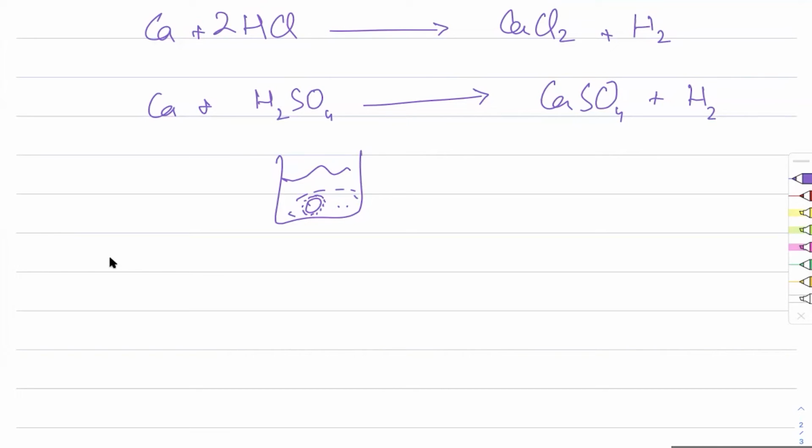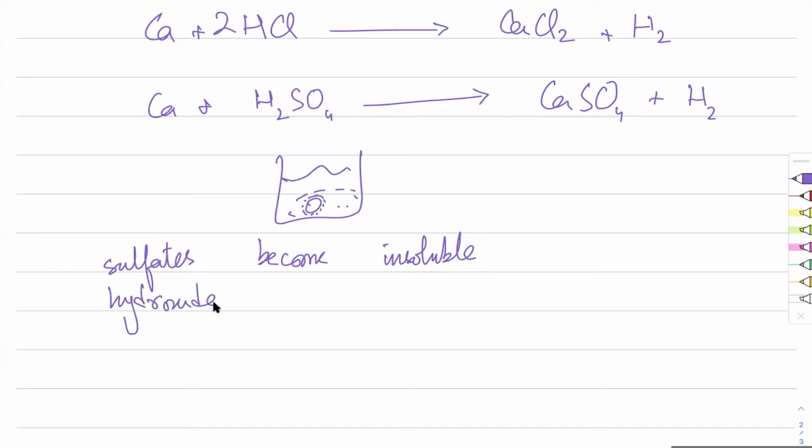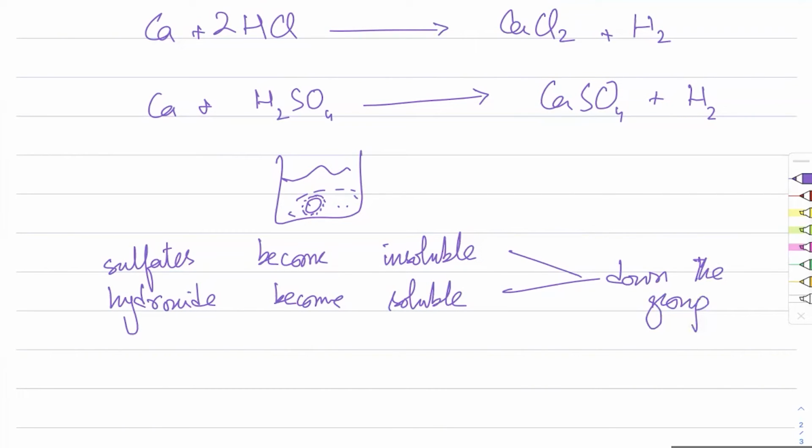And that's our first trend here, that sulfates become insoluble, but hydroxides become soluble down the group. So magnesium sulfate will be soluble, magnesium hydroxide is insoluble. Barium sulfate is insoluble, barium hydroxide is completely soluble. So they go opposite to each other. Again, what will you observe? You will observe that the metal starts to dissolve.